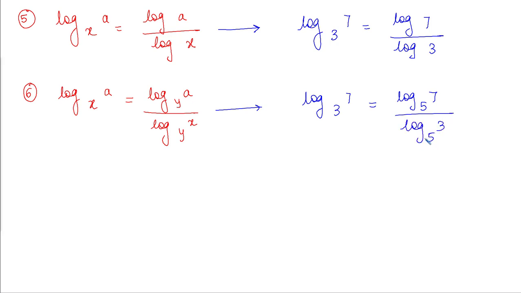After this let's have a look at the seventh property. The seventh property is 1 upon log of a to the base x. This is equal to how much? By using the fifth property, 1 upon log of a divided by log of x is equal to what? Log of x divided by log of a. That is equal to how much? Log of x to the base a. So the seventh property is 1 upon log a to the base x is equal to log of x to the base a.